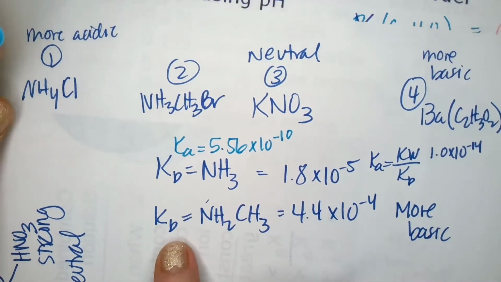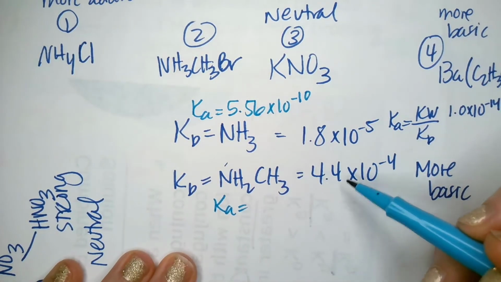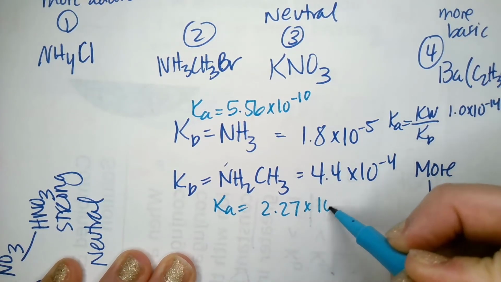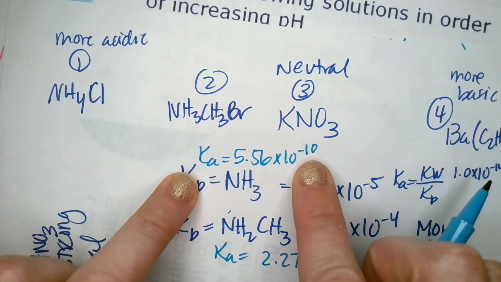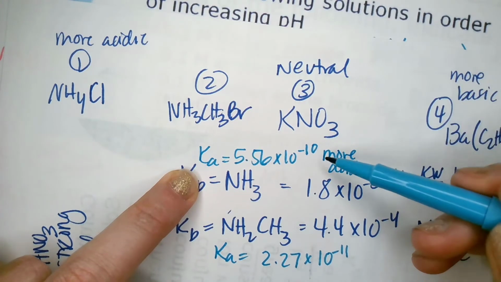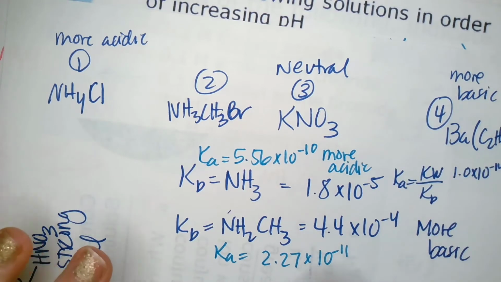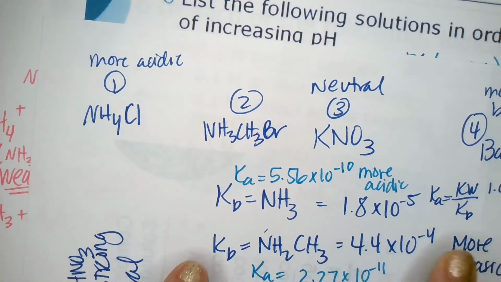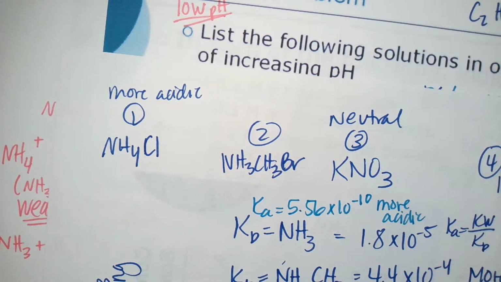And if I did the same thing for my Kb value and found the Ka, so again, 1 times 10 to the negative 14th divided by the Kb value here, I would get 2.27 times 10 to the negative 11. So which value is greater? Well, in this case, this value is greater. So it's telling me it's more acidic, right? A value to the negative 10 is a larger number than that to the negative 11. So it's telling us the same thing we just found. Here, this compound is more basic. It has a higher number. This is more acidic. It has a lower number. So that was just double confirming.